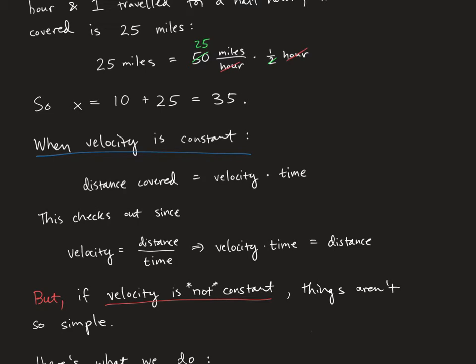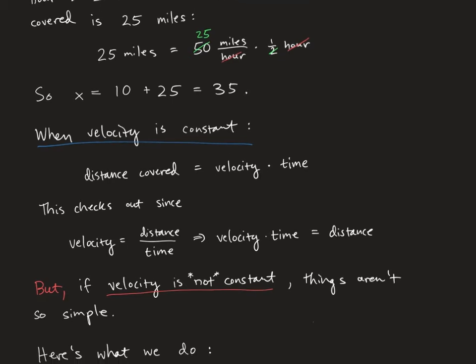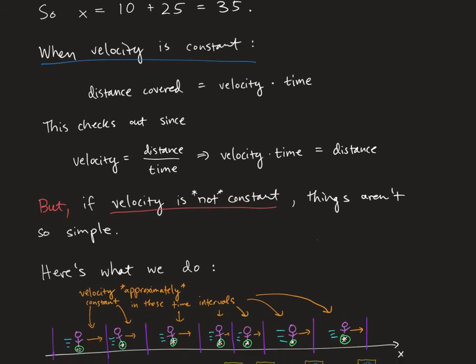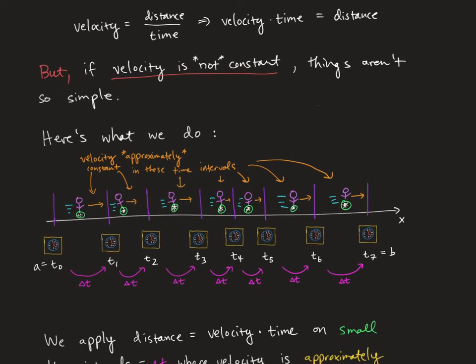So what do we do? How do we get distance covered? How do we reconstruct our odometer, which is telling us how much distance we're covering, from the velocity, if the velocity is variable? Well, here's what we do.